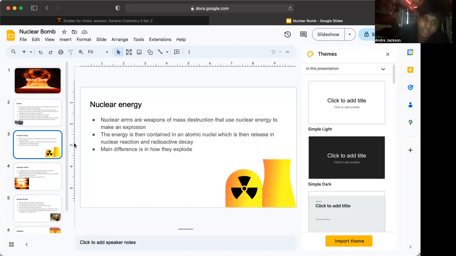So next, nuclear energy. Nuclear arms are weapons of mass destruction that use nuclear energy to make an explosion. The energy is contained in atomic nuclei, which is then released in the nuclear reaction in radioactive decay. The main difference is in how they explode.